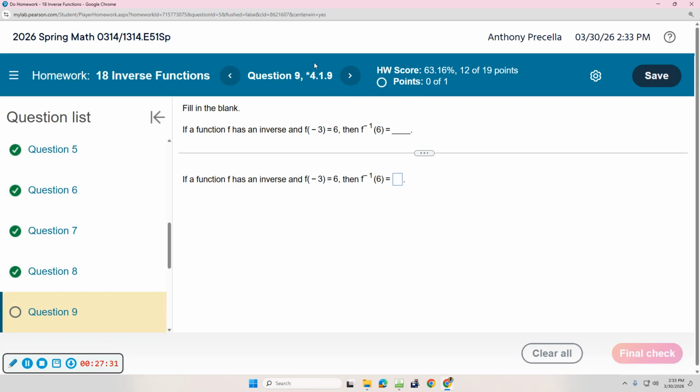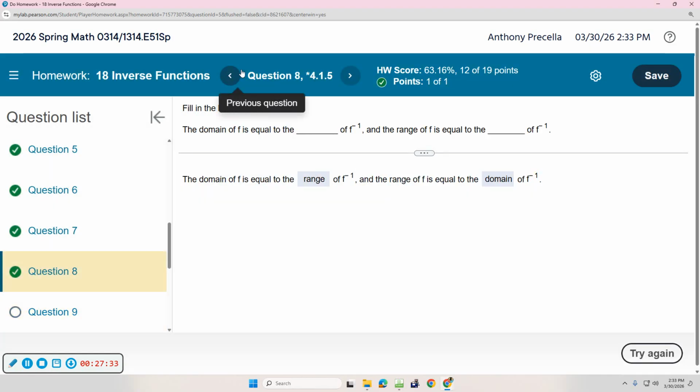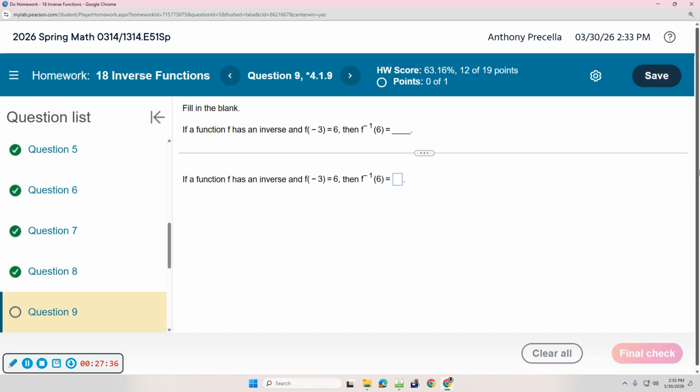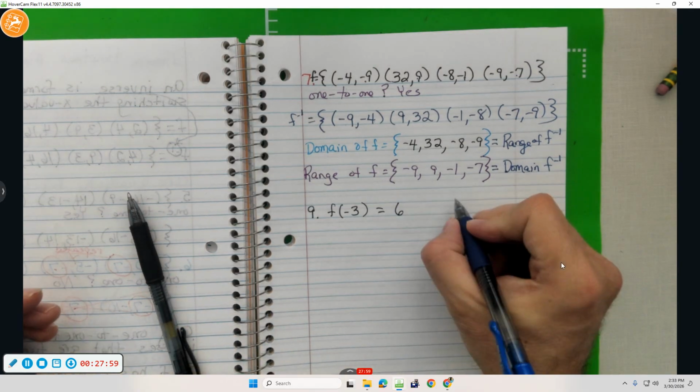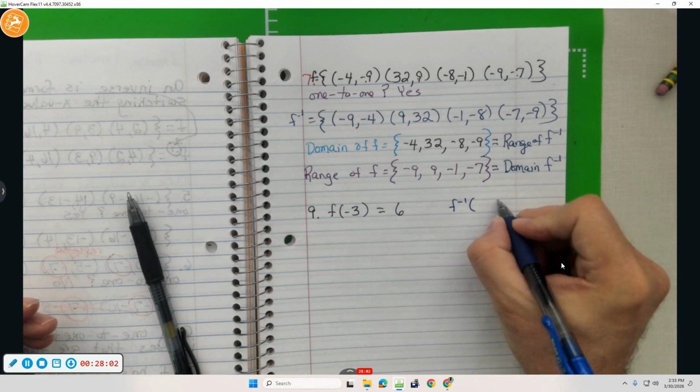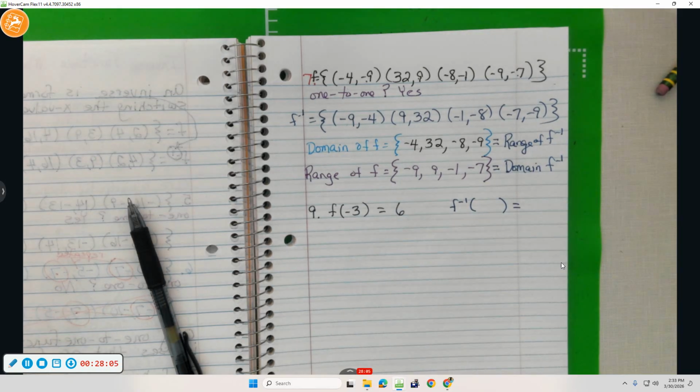Let's see, which one was that we just did? Number 8. Now we're going to do number 9. Okay, number 9. It says, fill in the blank. A function has an inverse, and here's the statement: f of negative 3 equals 6. Ooh, this might be the hardest one we've done this semester.